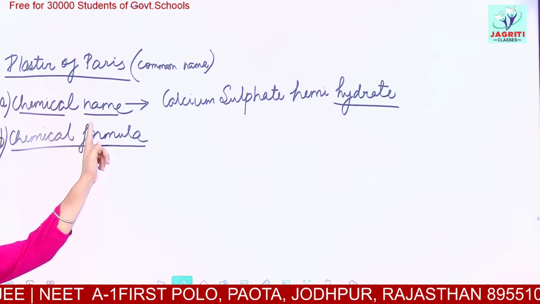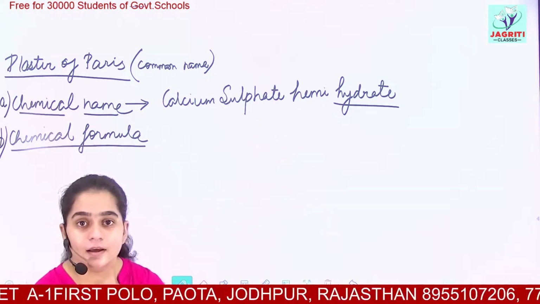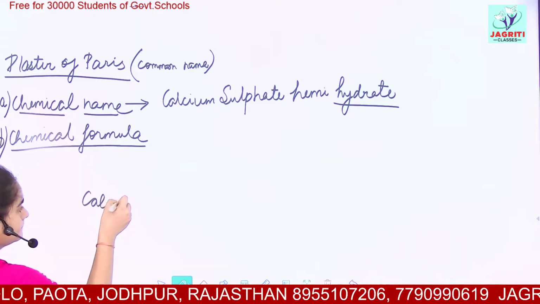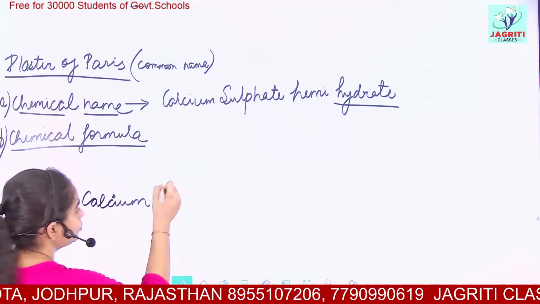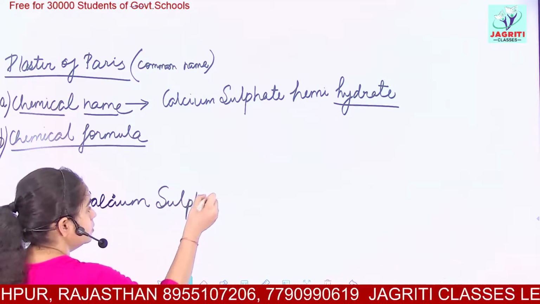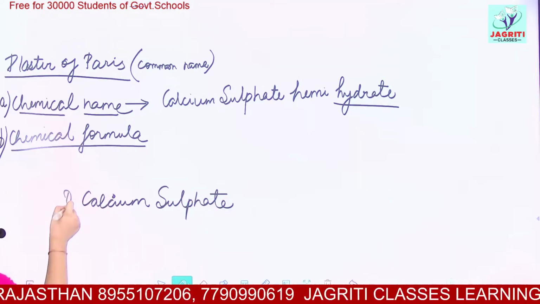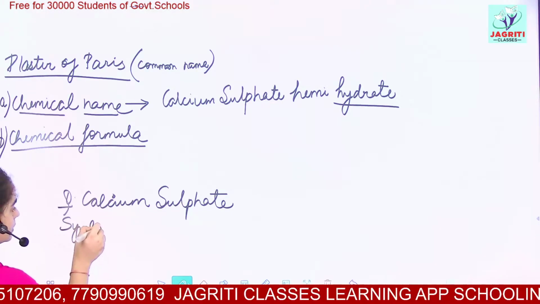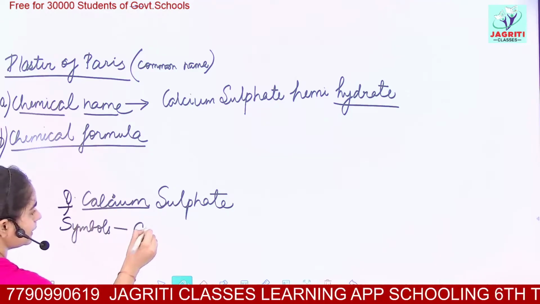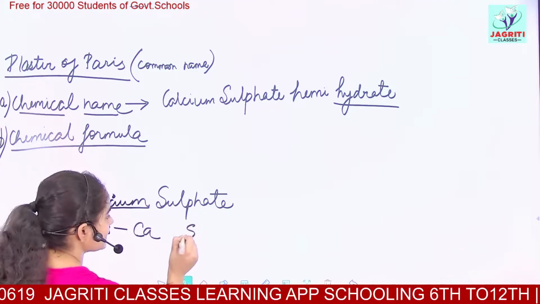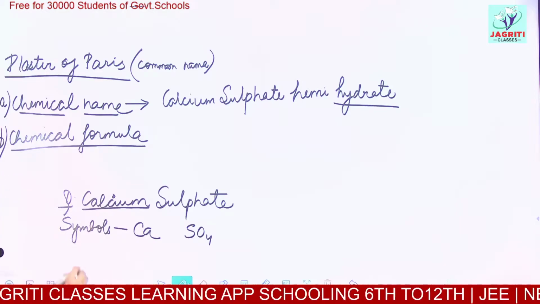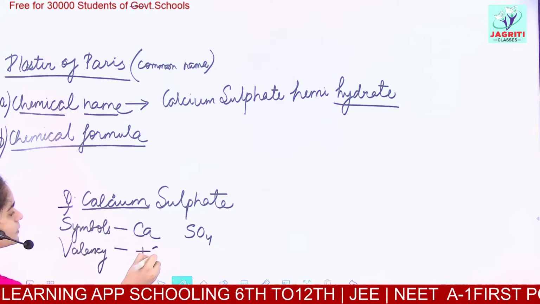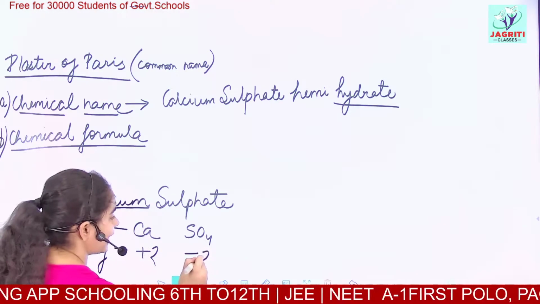So its chemical name is calcium sulfate hemihydrate. Now see, first we'll try to make the formula of calcium sulfate. I am again repeating how to make the formula. So the question is, write the formula of calcium sulfate. First of all, you should know the symbols. Calcium's symbol is Ca and sulfate is SO4. Then we write their valency or charges. Calcium is always +2 and sulfate is -2.